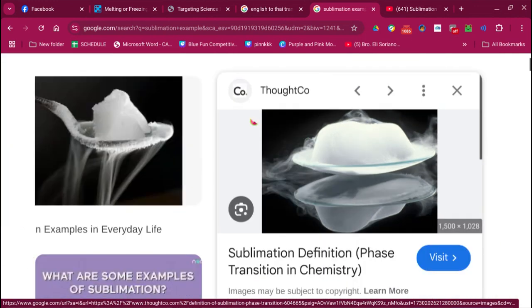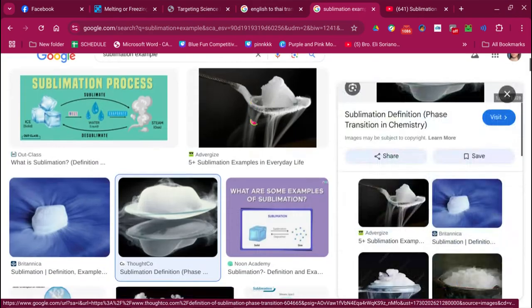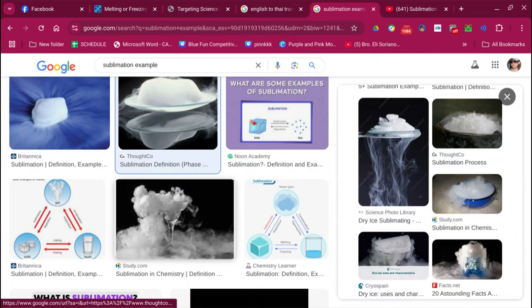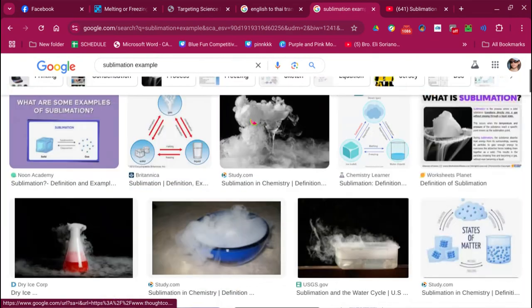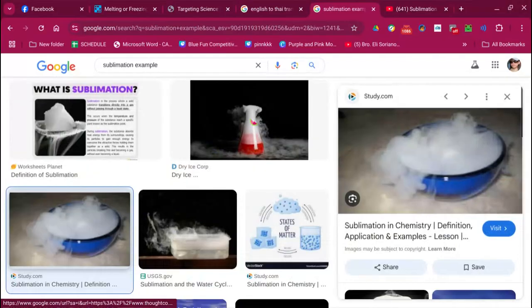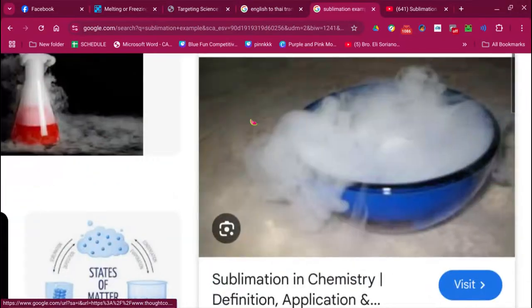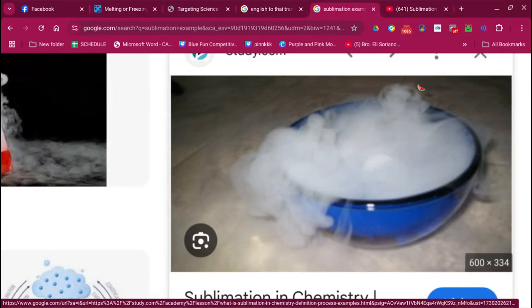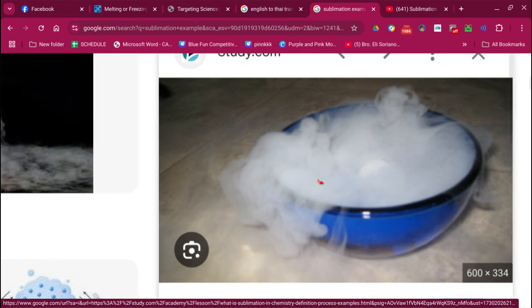So another one. Yeah, this is very clear. From the solid one, it will change into a gas. So that is called sublimation.